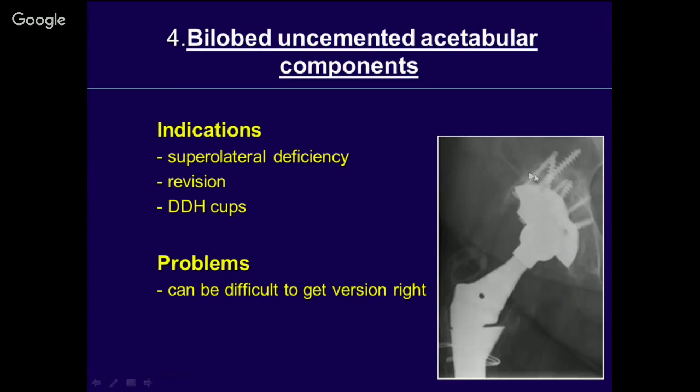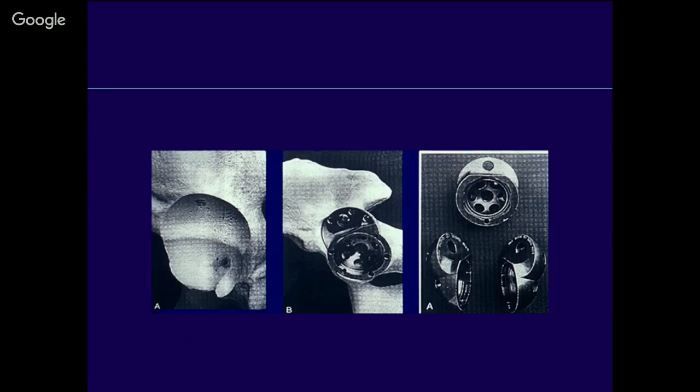Then we have bilobed acetabular components. The indication is a superolateral deficiency, a DDH problem, where it is very difficult to get the version. So this is a bilobed cup. There is a deficiency. We put the cup and we fix it with multiple screws.